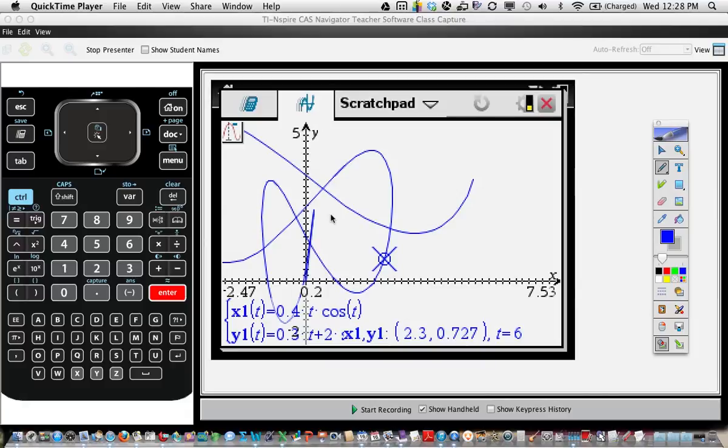Now, I can't even tell just looking at that which way he's going. I don't know if he's coming down this way or going up this way or if he's just stopped. But at 6, that's where he's at on the path. And these are his coordinates, 2.3 and 0.7. So at any time, there's both an x position, a horizontal position for Adam, and a vertical position for Adam. And it comes from the two equations.